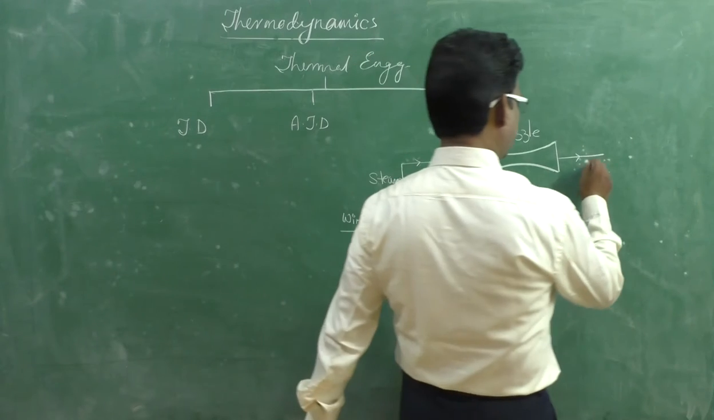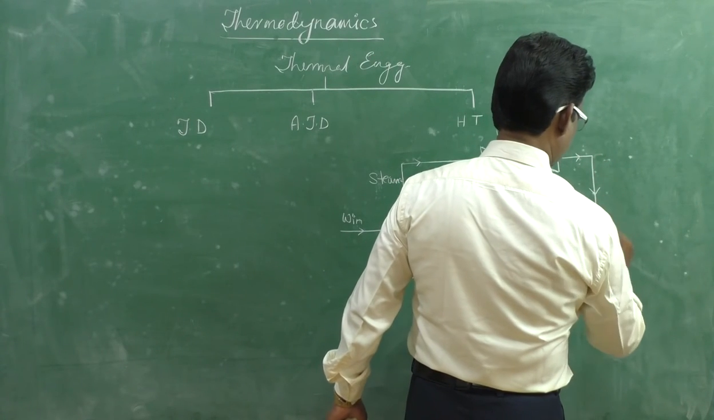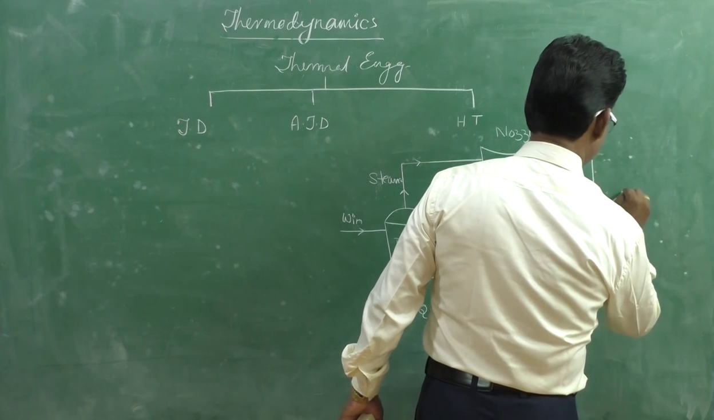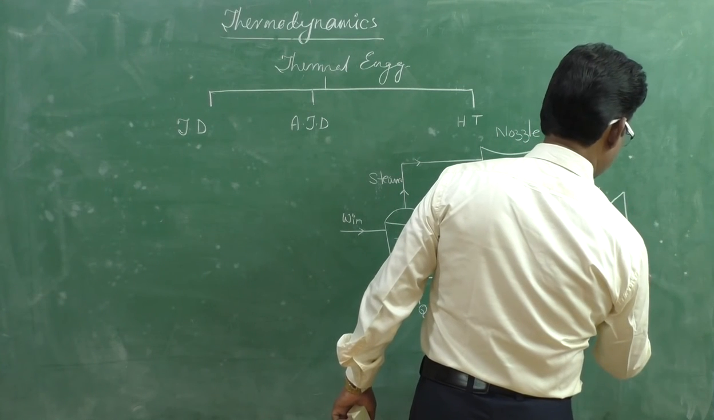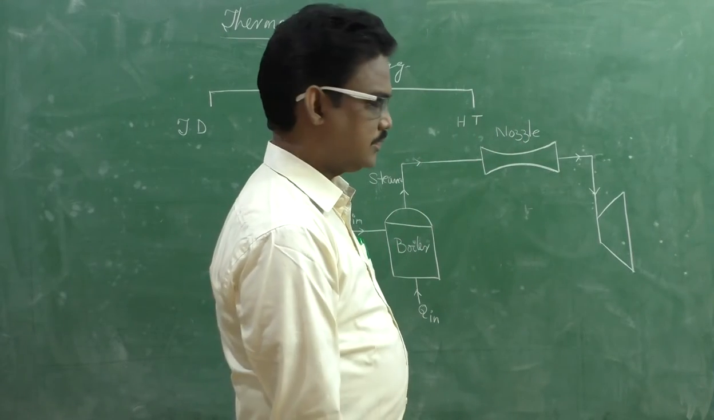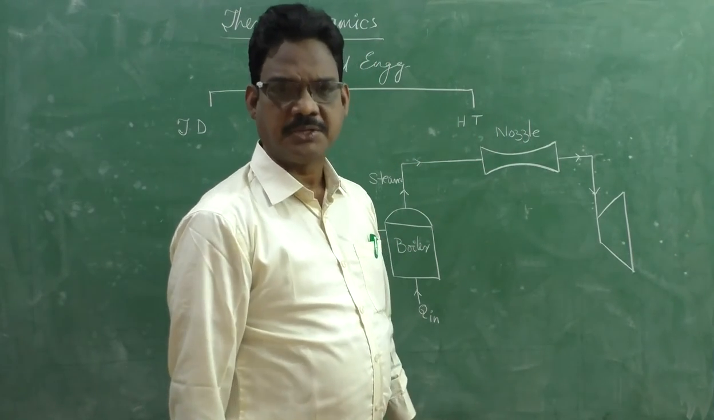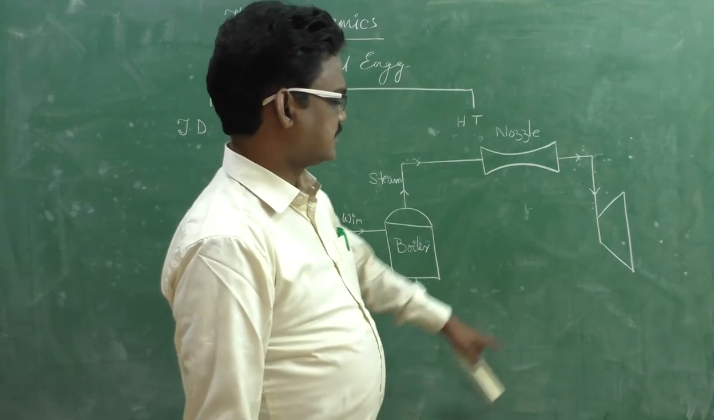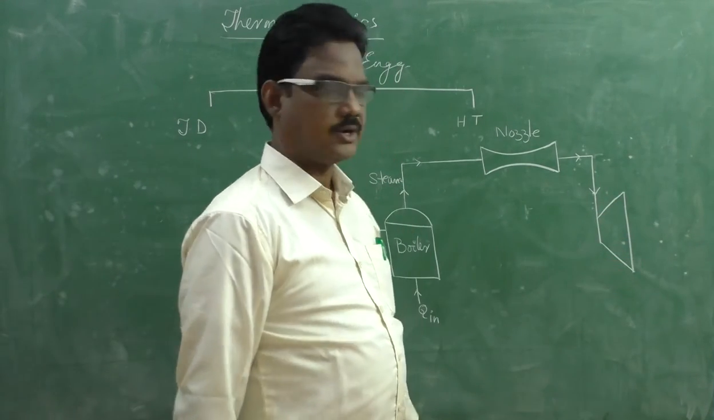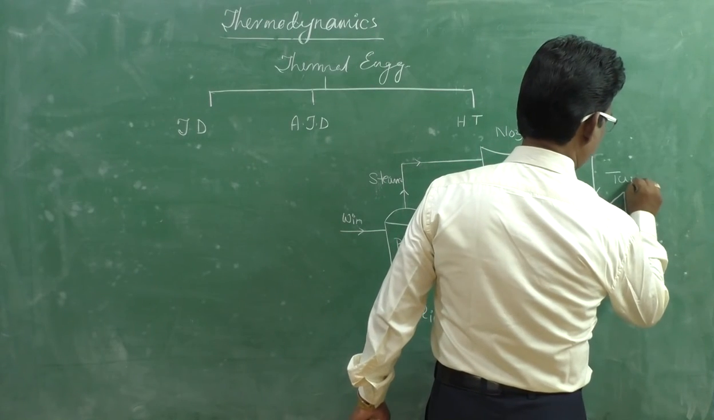After that, the high velocity jet enters the turbine unit. This is the symbol for the turbine unit. In the turbine unit, expansion of steam will take place. That is the reason this side is the smaller length and this is the longer. This is a turbine unit, the turbine.